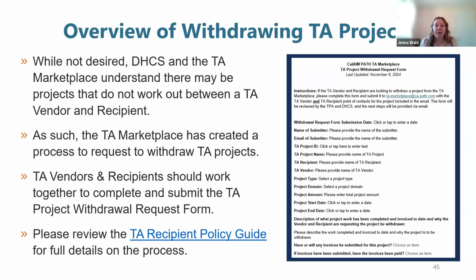We have a form that is included as part of that TA recipient policy guide that just asks for information about what project you are withdrawing and the rationale for withdrawing the project. It also includes some information about invoicing so that we can properly withdraw the project at the correct time. We do request that you work with your vendor to complete and submit this form to the TA Marketplace email account. Next slide.